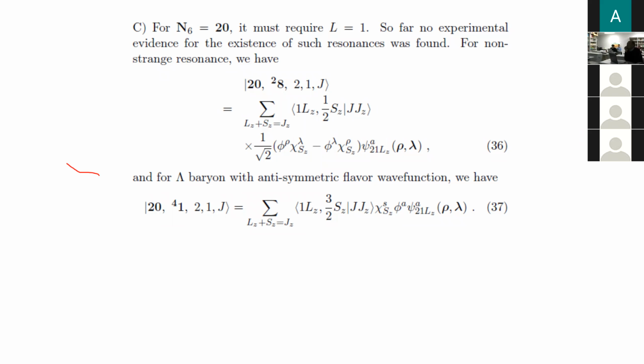However, so far there is no experimental evidence for the existence of these states, and I think this is an interesting question for baryon spectroscopy: to which extent we can believe or justify the existence of these degrees of freedom. I think this is still an open question.